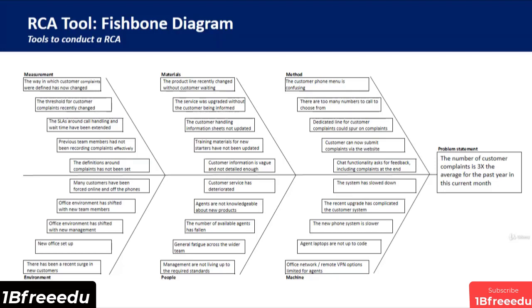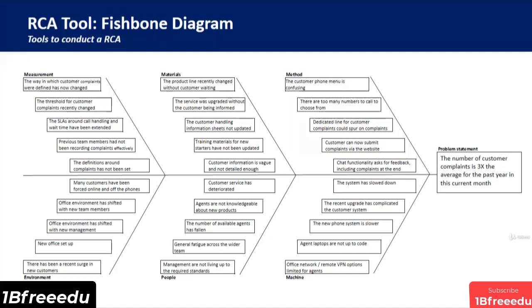So let's look through some of the examples we've got on screen here to see the ideas of what you could actually start to put on here as potential root causes. So if we look at measurement, the way in which customer complaints were defined has now changed. So we're saying the number of customer complaints is on the increase. And a potential cause of that is because the way in which we define customer complaints has now actually changed. So we're saying the way we measure customer complaints could be leading to that increase. The threshold for customer complaints has recently changed. The SLAs around call handling and wait time have been extended.